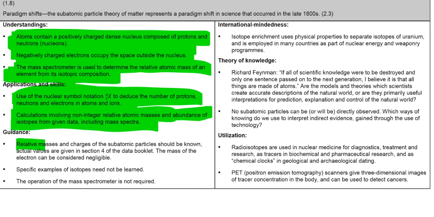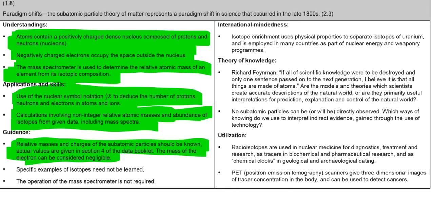Relative masses and charges of subatomic particles should be known. One proton is positive and its mass is 1, a neutron has mass 1, and an electron has negligible mass, but sometimes it's 1 on 1,800, but it's just generally negligible.